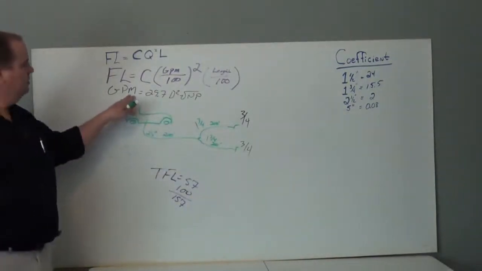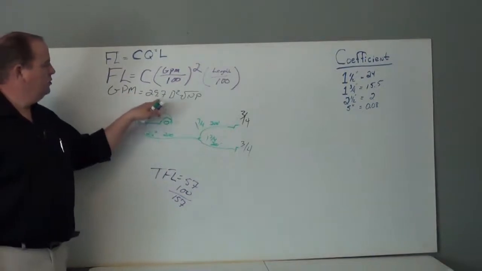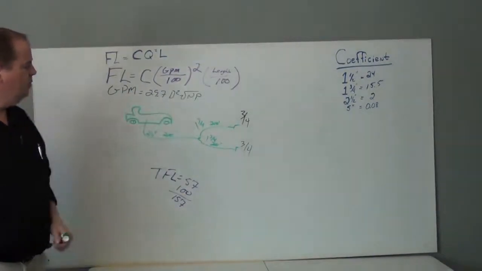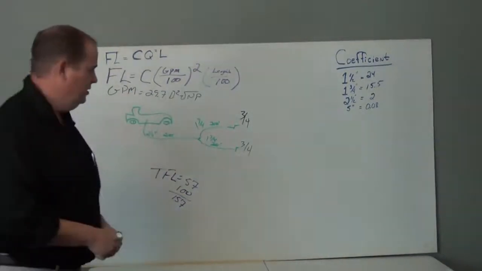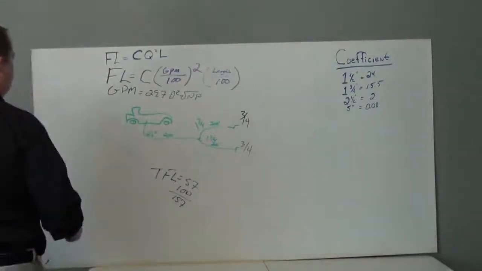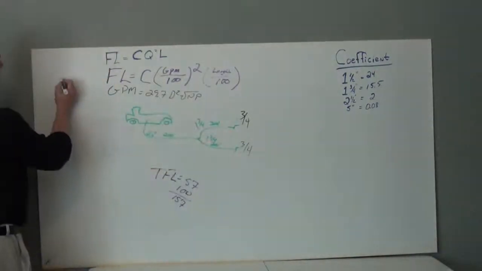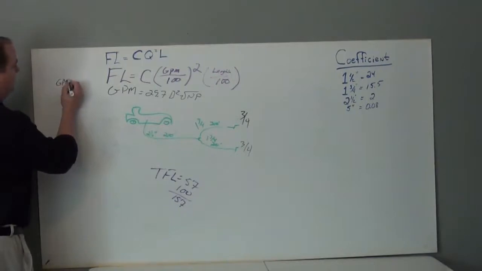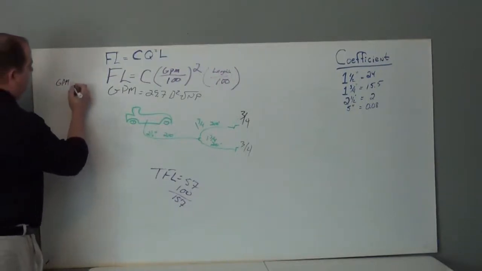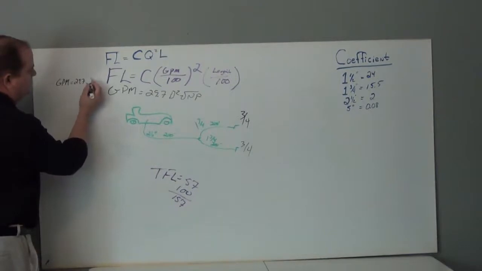So going to this formula up here, gallons per minute equals 29.7 times diameter squared times the square root of nozzle pressure. What this would look like is, if I can write over here, GPM for 3/4 inch would be 29.7 times diameter squared, which would be 0.75 squared, times the square root of 50.